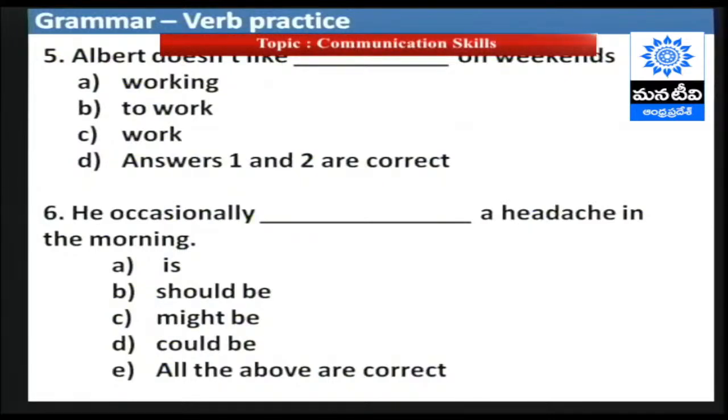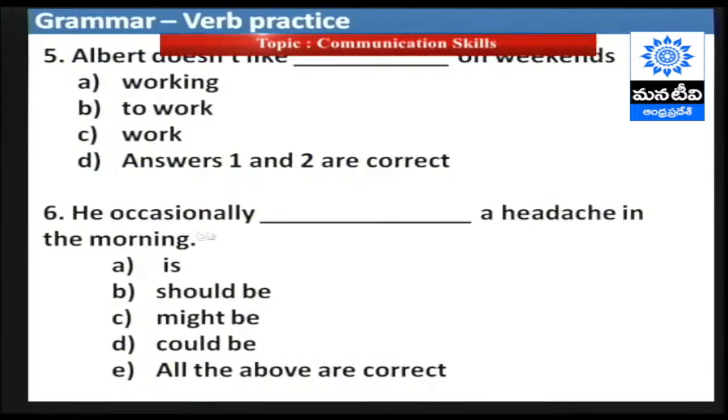Albert doesn't like dash on weekends. Albert doesn't like working. Albert doesn't like to work. Albert doesn't like work. Now, doesn't like work doesn't make sense. So, our answer 1 and 2 are correct. So, option D is perfect.